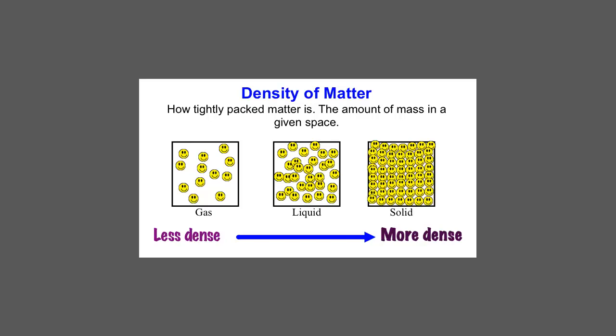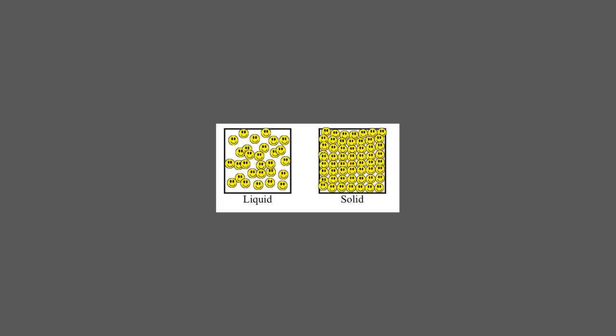If we look at the three states of matter, we know that gas is less dense than a solid. You see how spread apart the molecules are. Liquids are in the middle. The molecules are closer together, but they can still kind of slide past each other. Notice there's over twice the number of molecules in a solid substance as there are in the liquid.